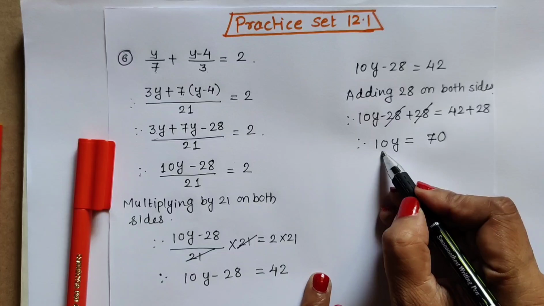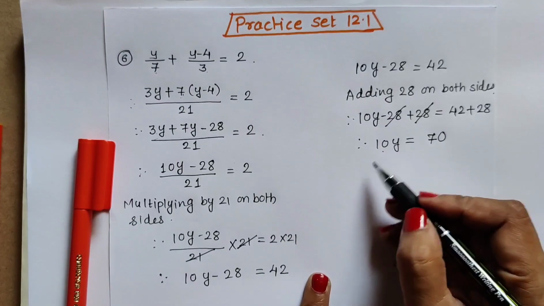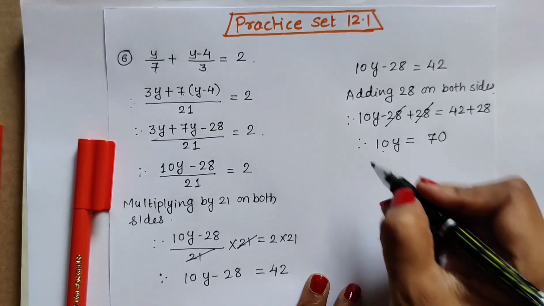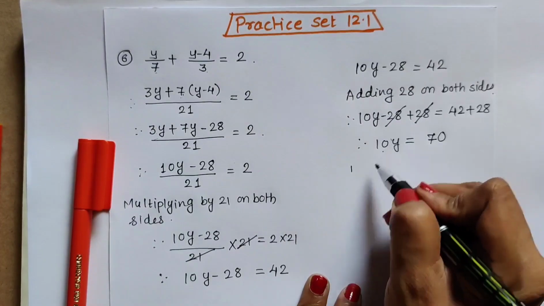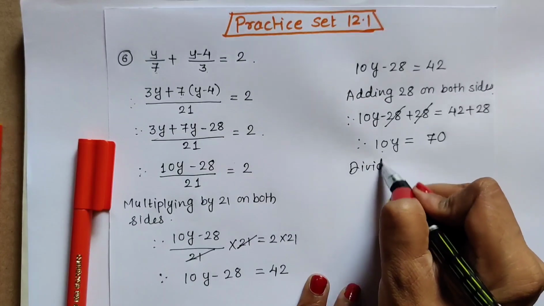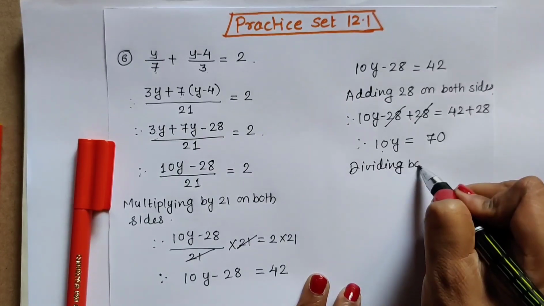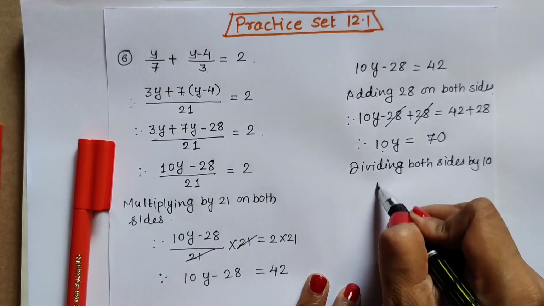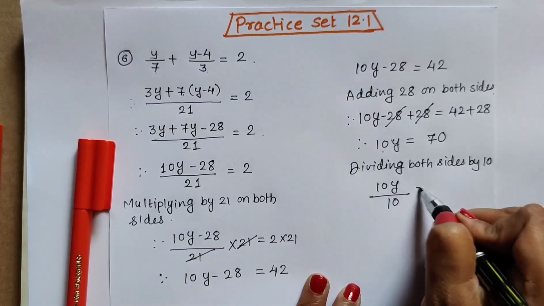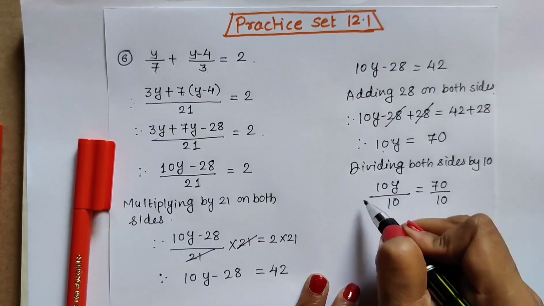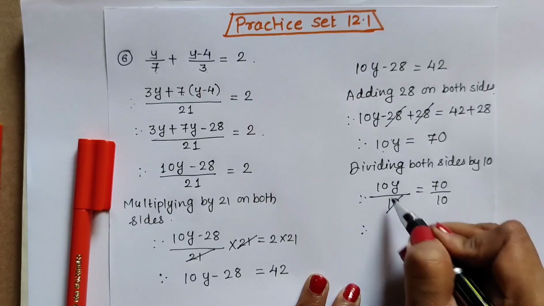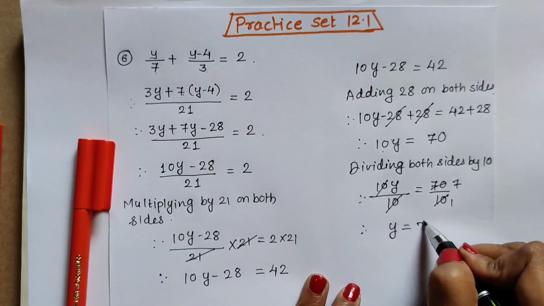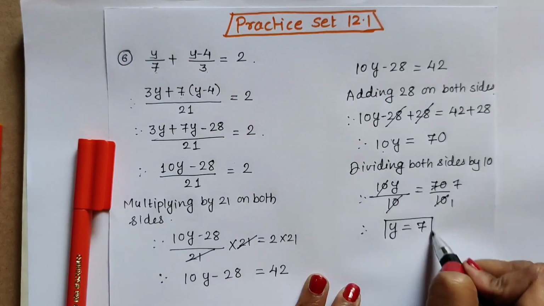Now this 10 is there on the left hand side. As we know, a number should not remain on the left hand side. We have to transfer it to the right hand side. Here it is multiplying, so we have to do dividing. Dividing both sides by 10. 10y also divided by 10 and 70 also divided by 10. So we will be getting 10 cancelled. Y, 10 ones are 10, 10 sevens are 70. Y is equal to 7. 7 upon 1 means 7.